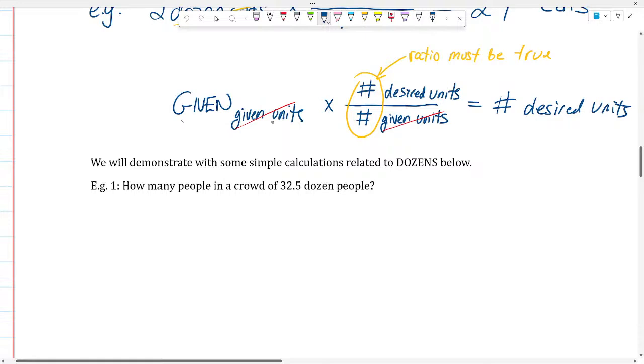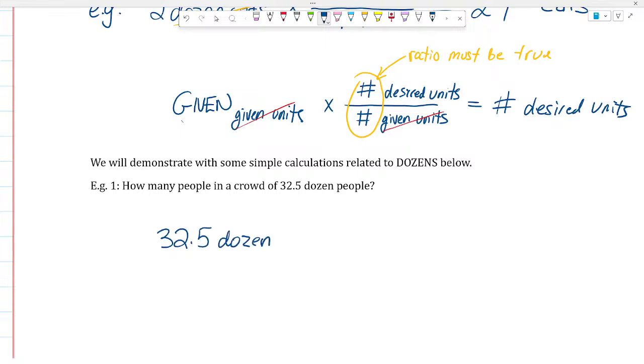I start with my given number with its given units. So I'd say 32.5 dozen. And then we always multiply by a fraction. Don't even think about it, just put your given, multiply by a fraction. And now numbers come second. We deal with the units. What unit don't I want to talk about? Dozen. Where am I going to put that? On the bottom. What unit do I want to talk about? People. Okay. And now we can put the numbers in.